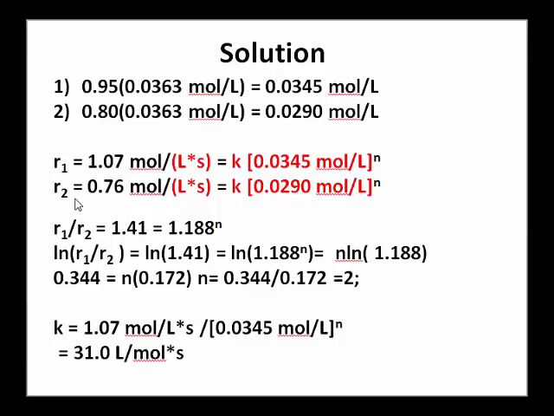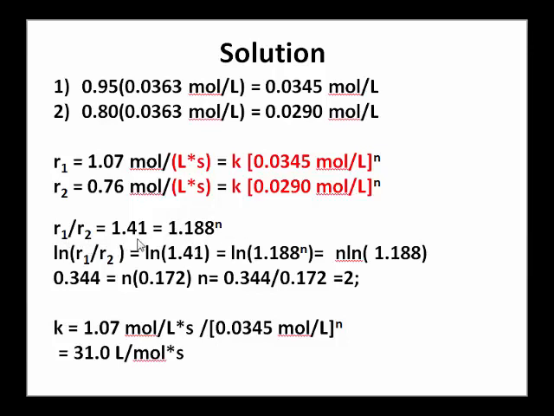What happens then is I just divide R1 by R2. Dividing 1.07 by 0.76 produces 1.41. All the units have canceled. If I divide the expressions on the right-hand side of the equal sign for R1 and R2, the K's cancel, and 0.0345 is divided by 0.0290. Units cancel. And the result is 1.188 to the N. 1.188 is the result of dividing 0.0345 by 0.0290.